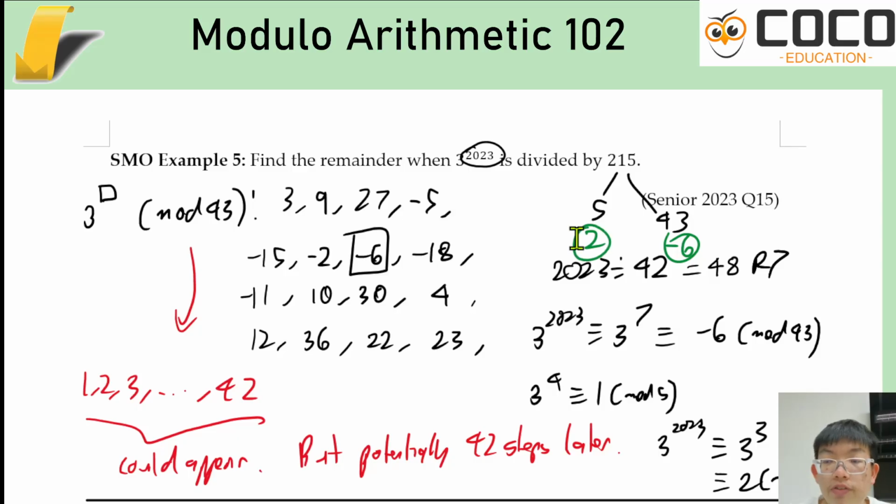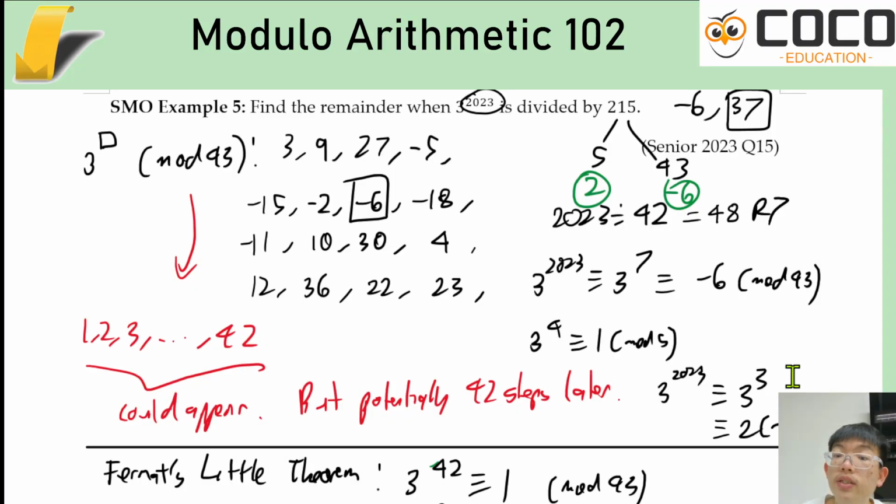And so after you have got these, you just put it together. So minus 6 mod 43, I add on 43, I get 37, and that's where I can stop, because 37 is also 2 modulo 5. So you realize that this is quite a powerful theorem, no pun intended, because it allows you to push down the powers a lot.